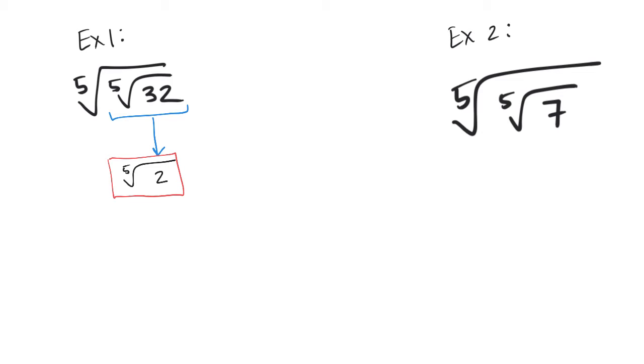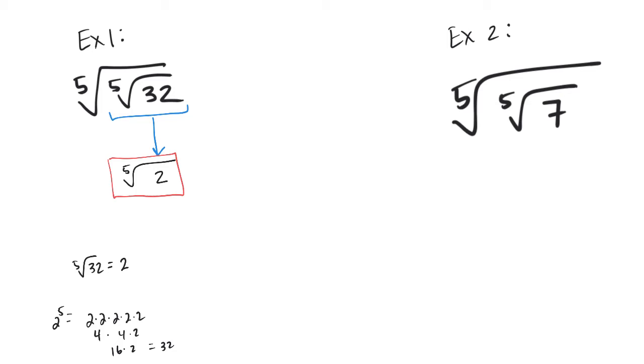Okay, and again, you can tell that the fifth root of 32 is 2 because 2 to the fifth power is 2 times 2 times 2 times 2 times 2. This would be 4. This is 4 times 2. That would be 16 times 2, which is 32. That is 2 to the fifth power. So that means the fifth root of 32 is 2.